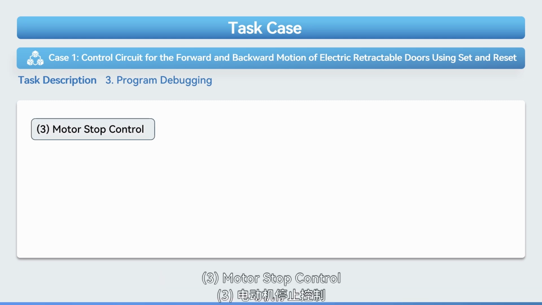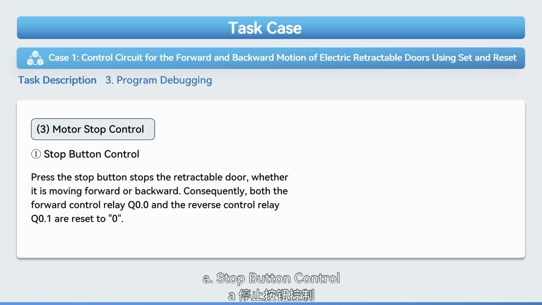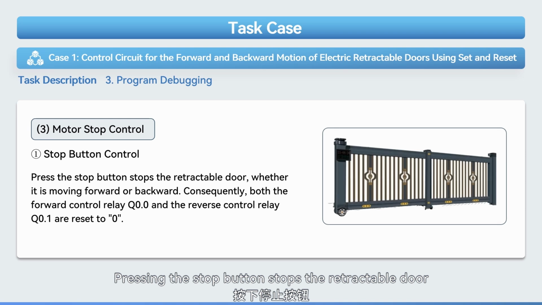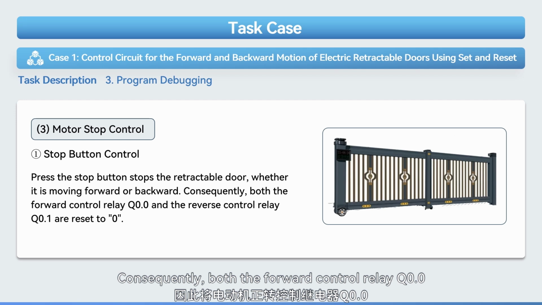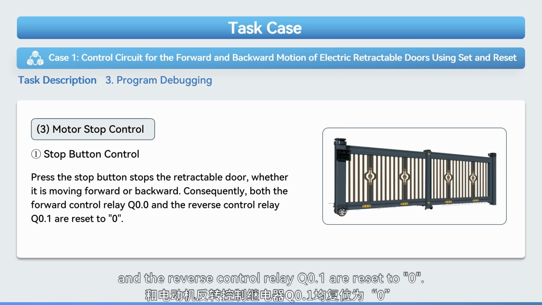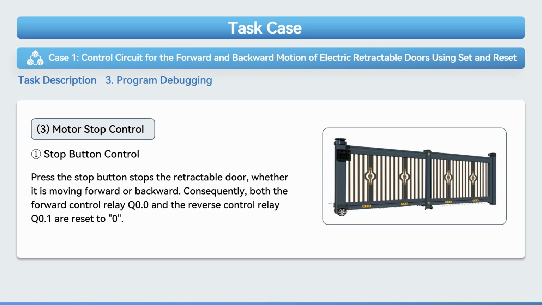3. Motor stop control. A. Stop button control. Pressing the stop button stops the retractable door from rising or falling. Consequently, both the forward control relay Q0.0 and the reverse control relay Q0.1 are reset to 0.